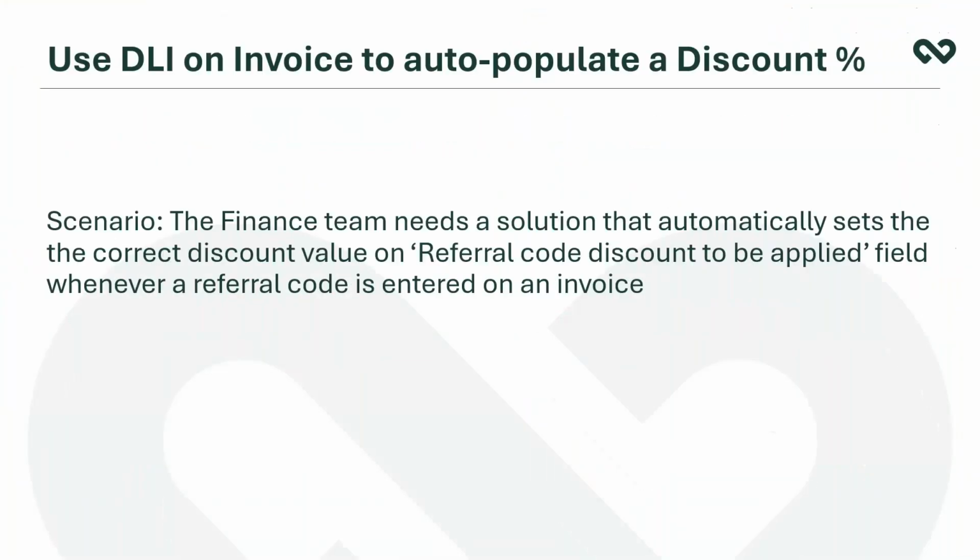Moving on to our next example, which focuses on using a dynamic linked item on invoices to automatically populate the correct discount value. So the scenario is the finance team needs a reliable way to ensure the correct discount percentage is applied whenever a referral code is entered on an invoice. Without automation, the process relies on manual checks or user knowledge, which can lead to inconsistencies or errors.